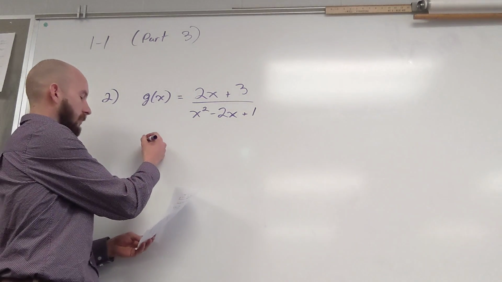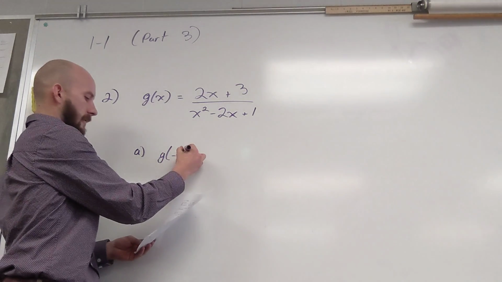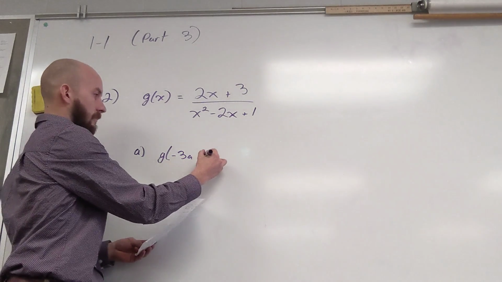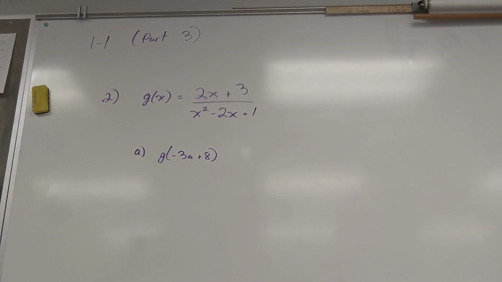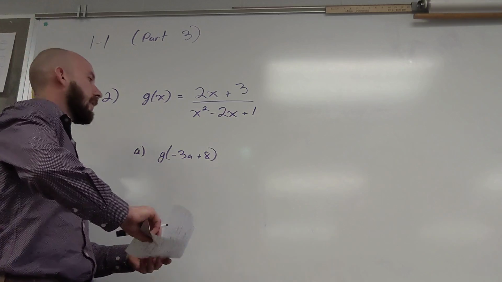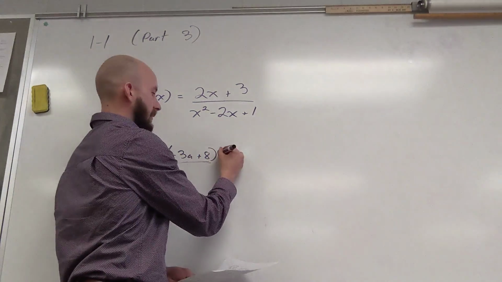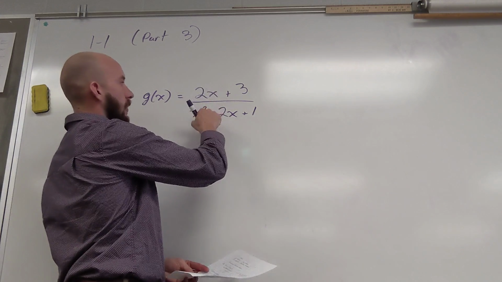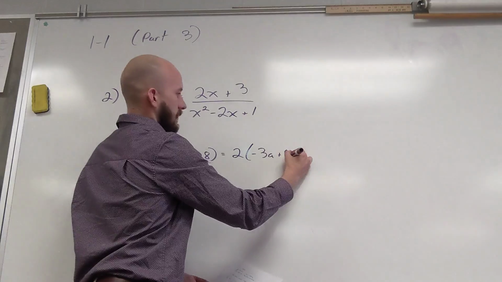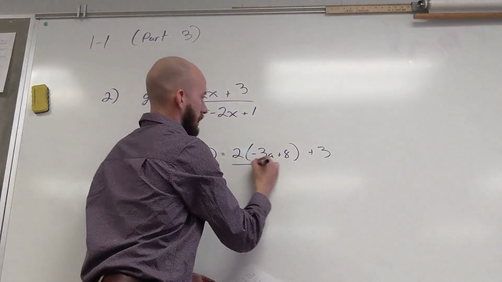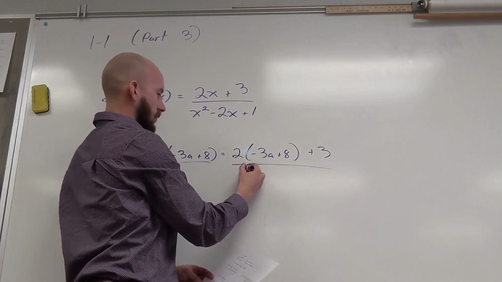And first, we're going to find g of negative 3a plus 8. Okay, so our input now is negative 3a plus 8. So we have to plug that in everywhere for the x. And be really, really careful here with this x squared.